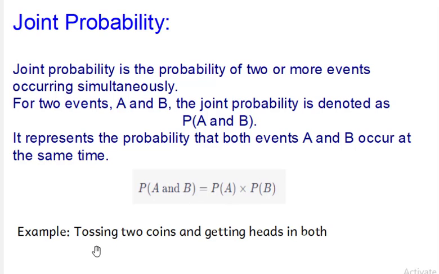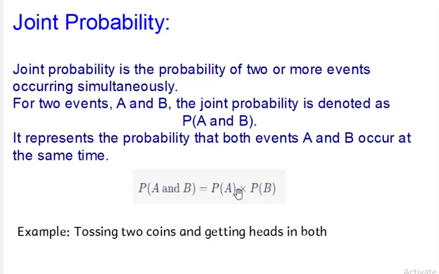Now the example is tossing two coins. If we want to find the probability of getting heads in both cases, we just multiply the probability of getting a head in the first toss by the probability of getting a head in the second one. So in this case, we say that the two events are independent. Getting a head in the second does not depend on the first coin.